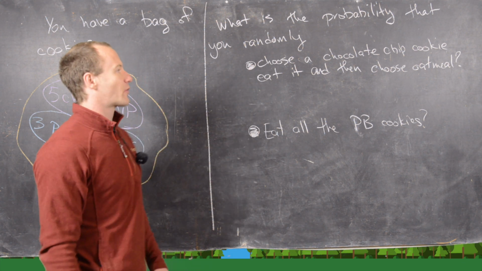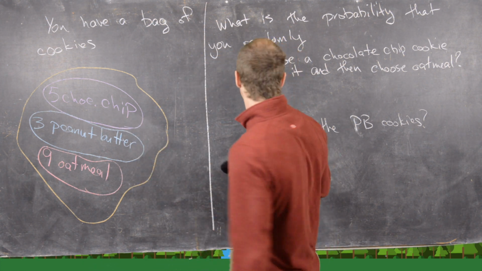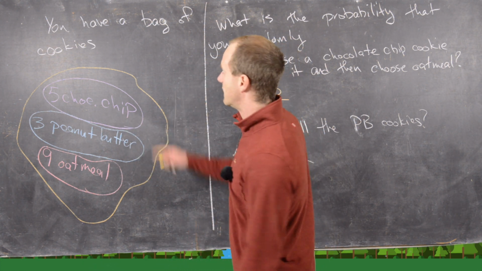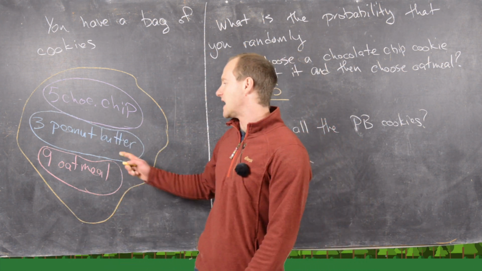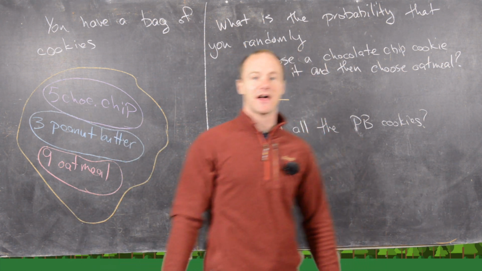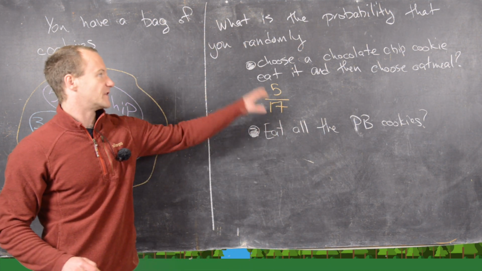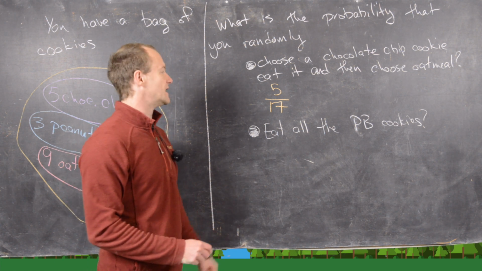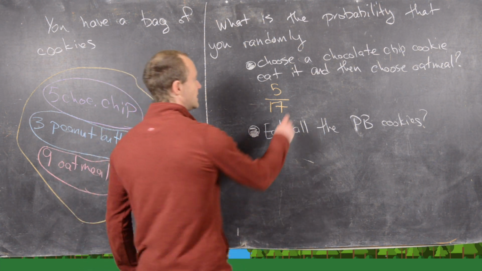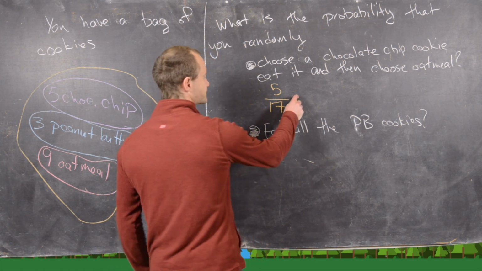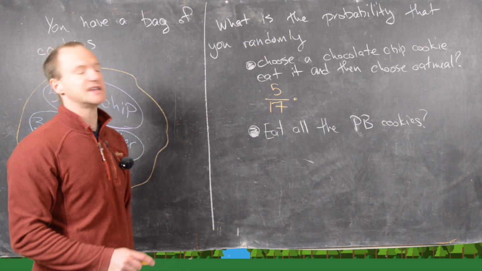So let's find the probability of randomly choosing a chocolate chip cookie. Notice there are 5 chocolate chip cookies in the bag, and there are 5 plus 3, which is 8, plus 9 makes 17 total cookies in the bag. So this first event of choosing a chocolate chip cookie, the probability of that happening is 5 over 17. Now we're going to multiply that by the probability of, after this happening, choosing an oatmeal.